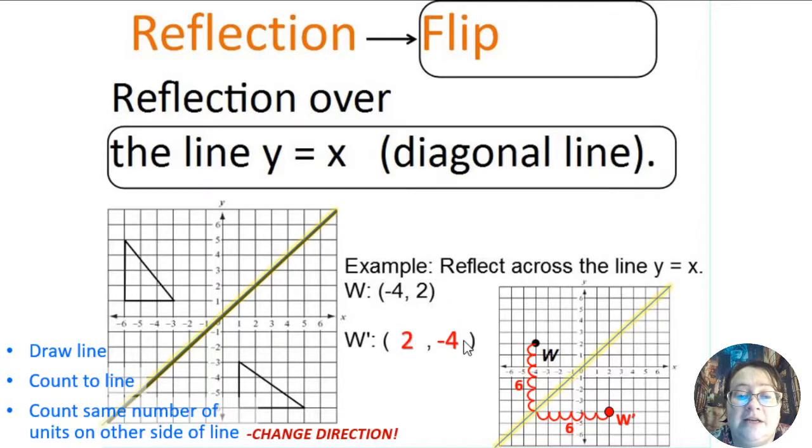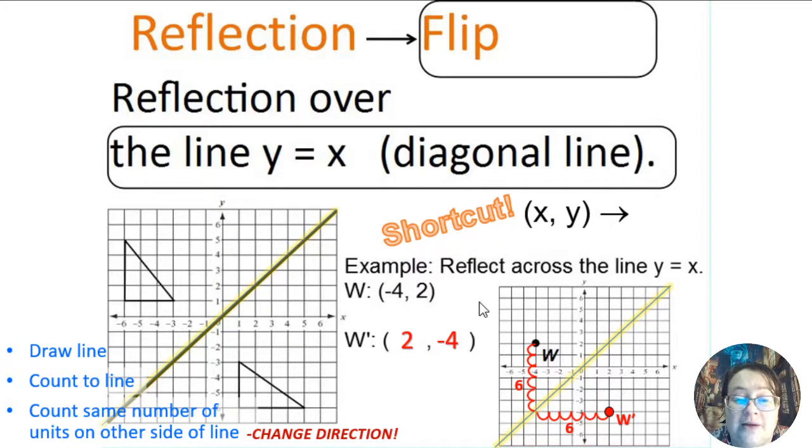Now, let's take a look here. You see our original point is -4, 2. Our new point is 2, -4. We have the same numbers, but they're reversed. They're flipped. So we do have a shortcut for these. If it is reflected over the line y equals x, then we take our x value, and that's our new y, and vice versa. Our y value becomes x. So our shortcut is, if we have (x, y), and it's reflected over the line y equals x, then we just flip places, and it becomes (y, x).